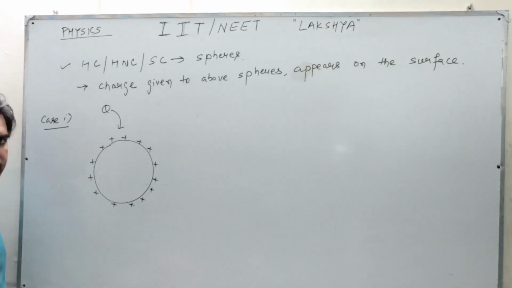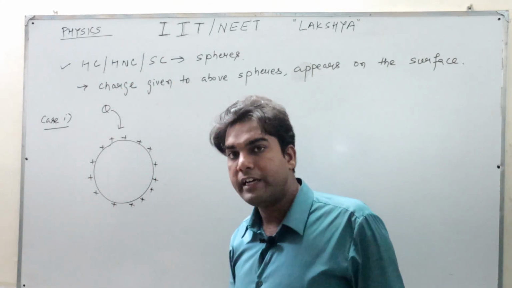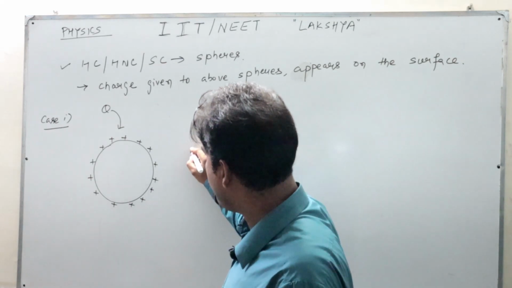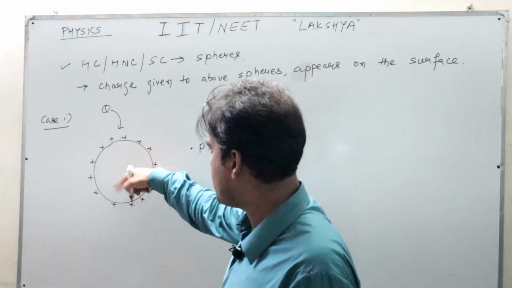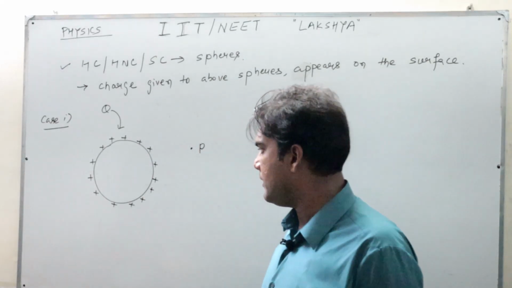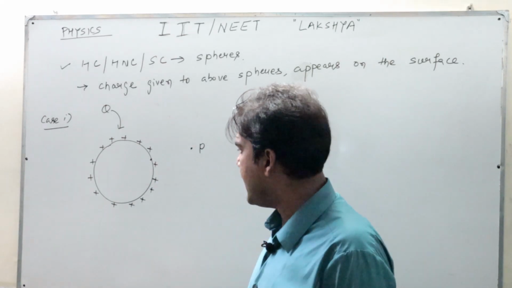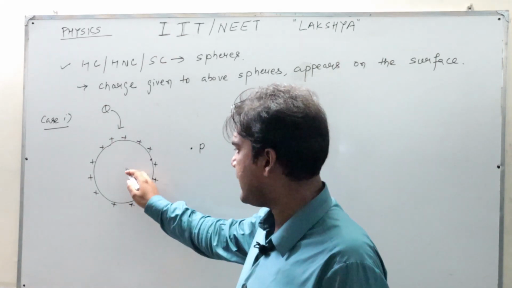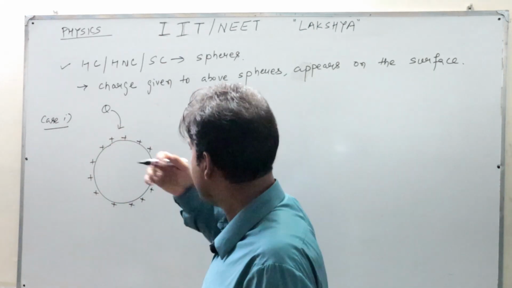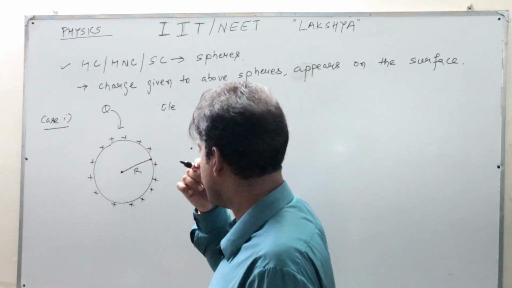Now we need to calculate electric field. So how can we calculate it? But first we need to know where to calculate the electric field. So there are 3 cases. One is at a point P outside the spherical shell, where we calculate the electric field. In the next case, we will calculate the electric field on this sphere, and in case number 3, we will calculate the electric field inside the sphere. So now this is case number 1. Let us say the radius of this sphere is R.